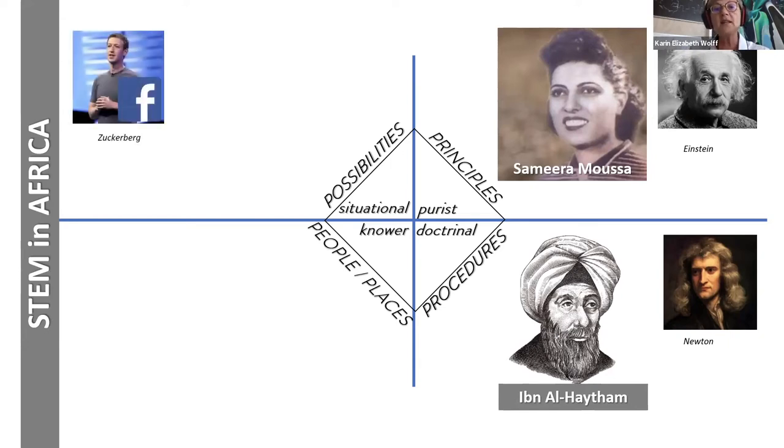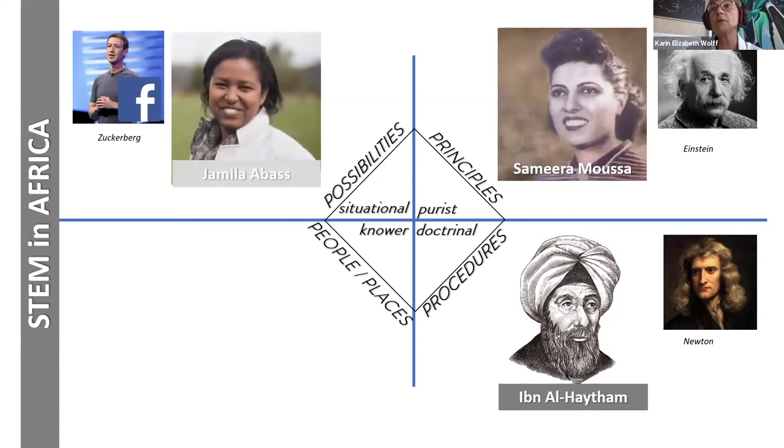So Mark Zuckerberg needs no introduction. He built his empire to connect people, but it's entirely dependent on infrastructure such as devices, bandwidth, reliable connectivity, etc. In our African context, for example, Jamila Abbas in Kenya created an accessible, easy to use mobile platform that enables farmers to access real-time price information for specific crops in the regions in which they live.